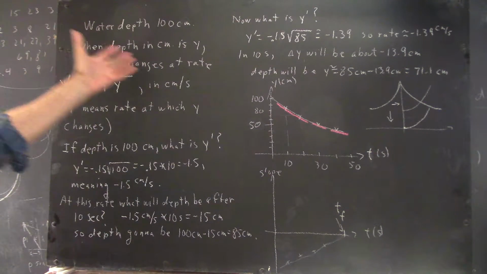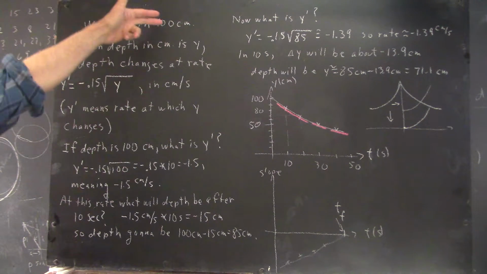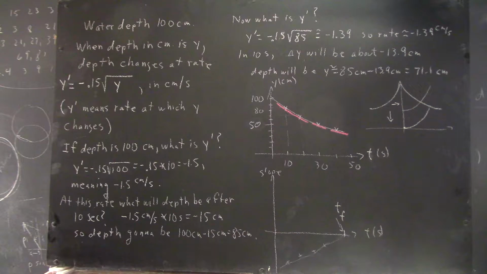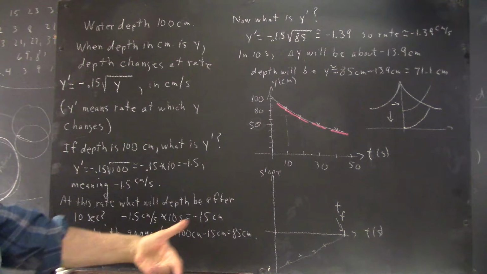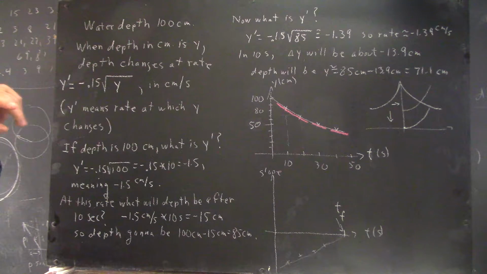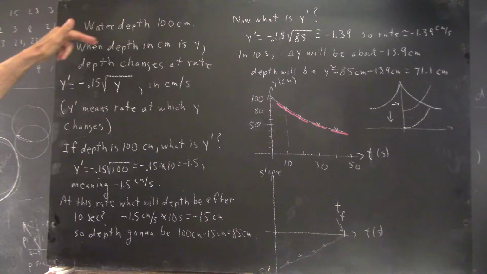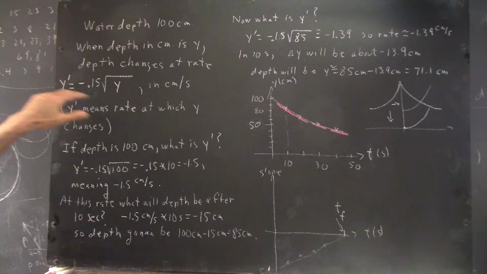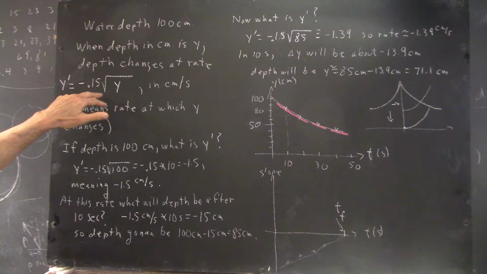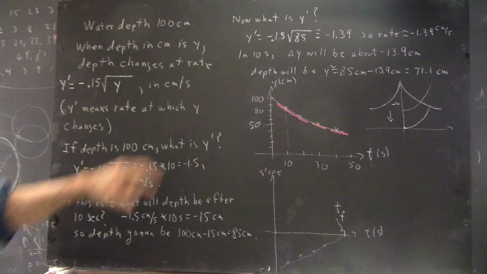This is an example of something on fourth night homework. We have a water depth that's initially 100 centimeters. And we have a rule for how quickly water flows out of this container, or at least how quickly the depth of water changes in this container. When the depth in centimeters is y, the depth changes at a rate of y prime equals negative 0.15 square root of y. And that's in centimeters per second.